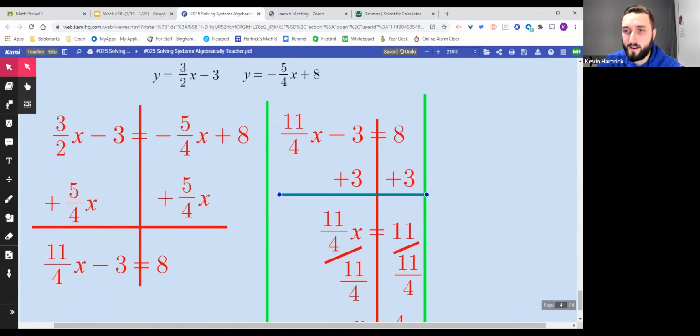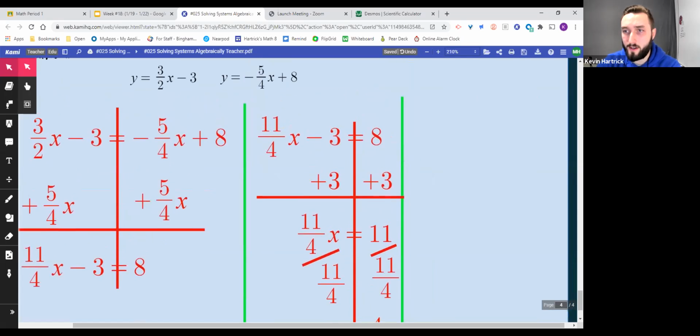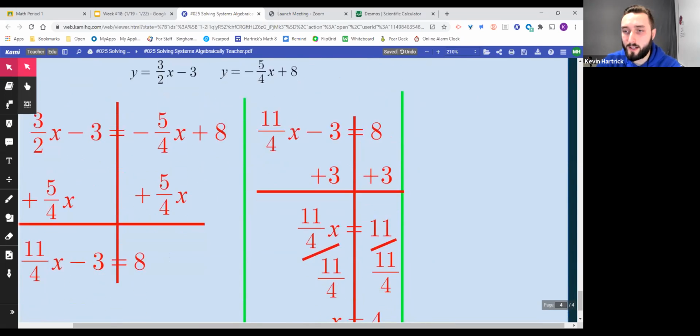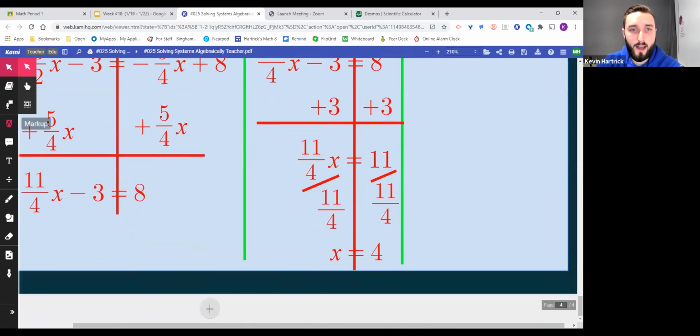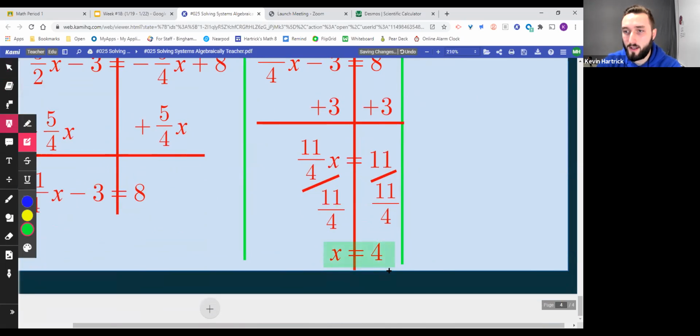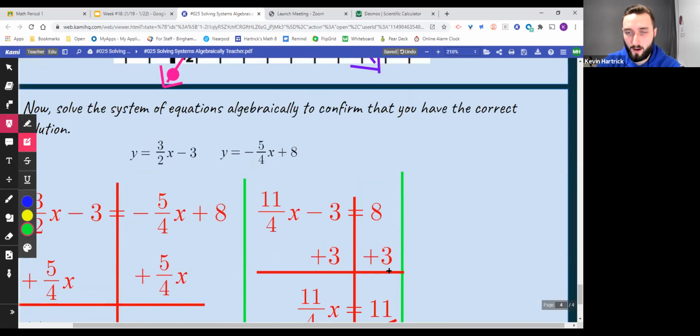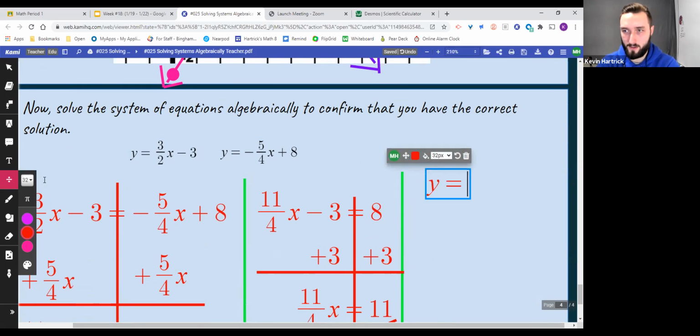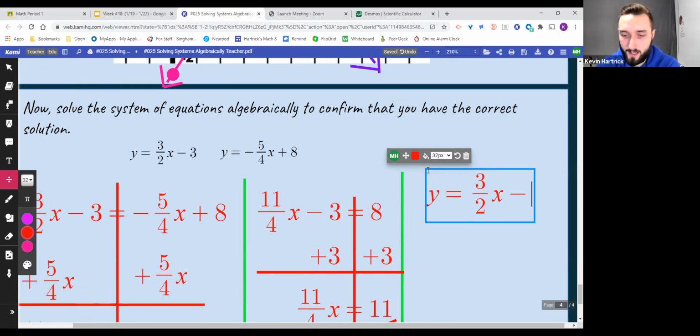So how do I find the y value? Well, just like we've said earlier in this lesson, you're going to take your x value, this x equals 4, and you're going to plug it in or substitute it in for one of the original equations. I'm going to take this first one because it doesn't have a negative in it. I always like to choose the ones that don't have negatives if I can. I'm going to rewrite it here.